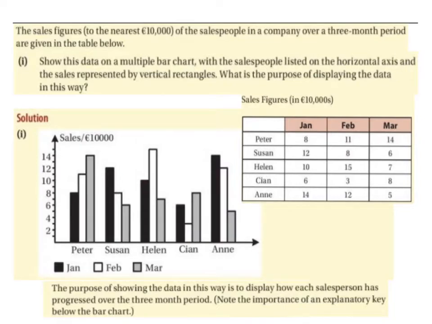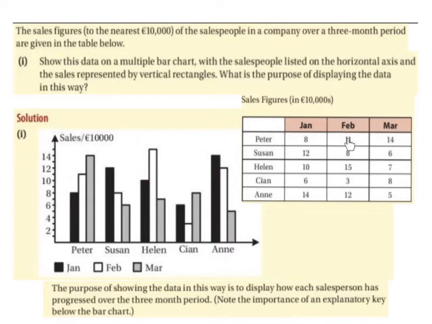So our horizontal axis shows us the people. So we've got Peter, Susan, Helen, Keen and Anne. And our vertical axis shows us the sales in €10,000. So we're going from 0 right the way up to €140,000 or €150,000. So Peter had sales figures of €80,000 in January, and January we can see here is color coded as black. So we go up to 8 and we draw a vertical rectangle.